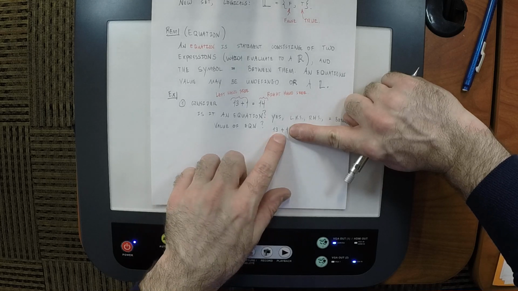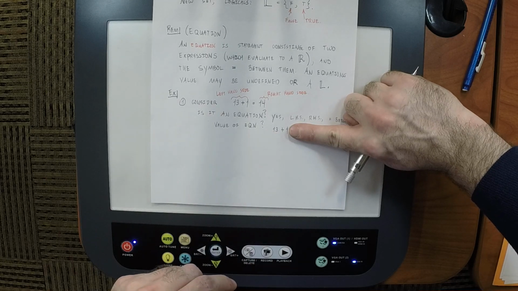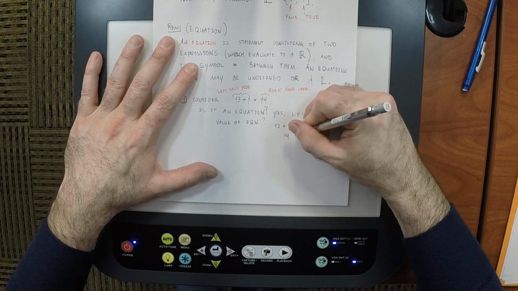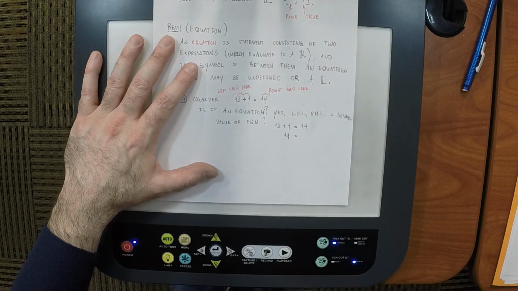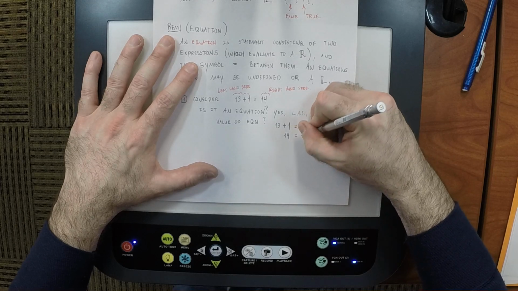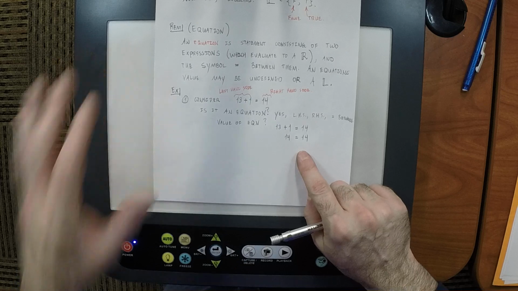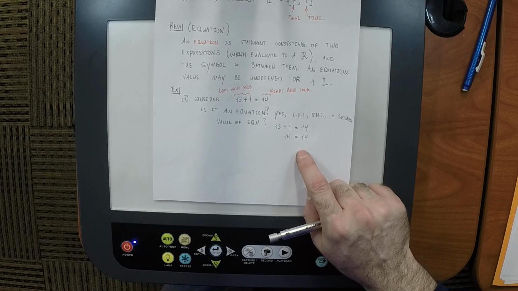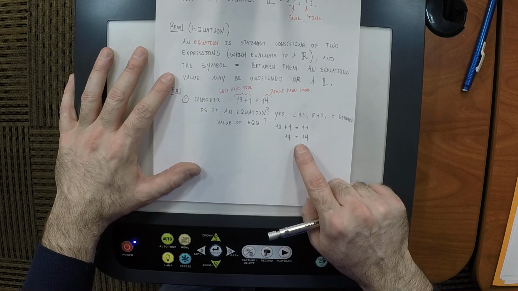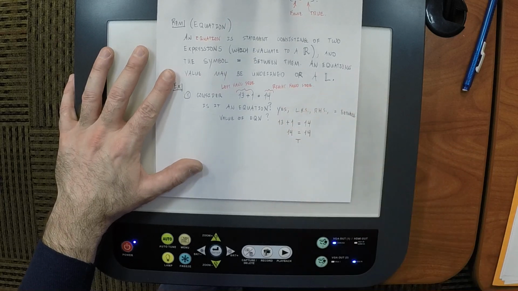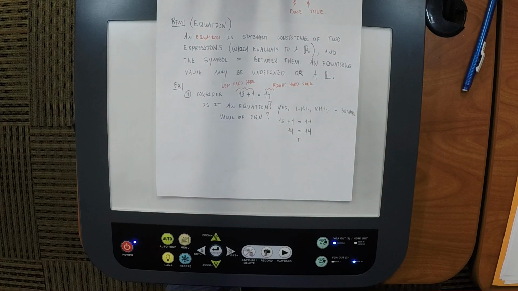Now, 13 plus 1, that can be simplified to what? 14, right? No, not a trick question. So 14, and then 14, that's already as simple as it gets. 14. And so now, its value is either undefined, false, or true. So what's its value? True. So the value is true.